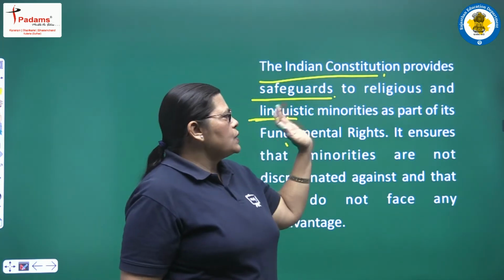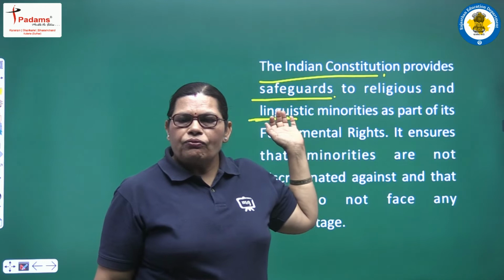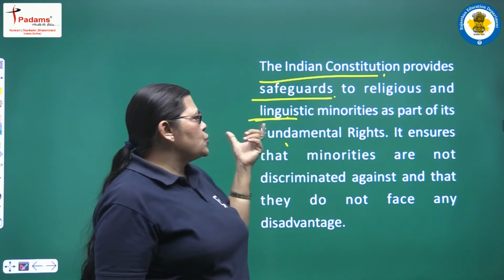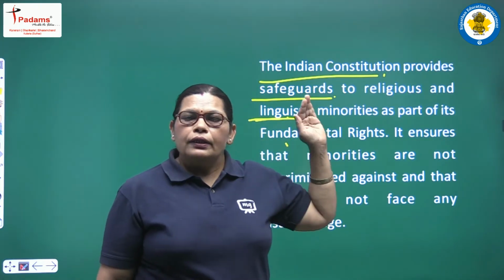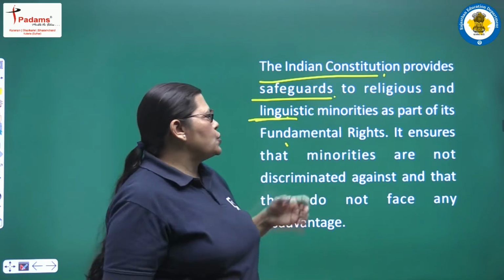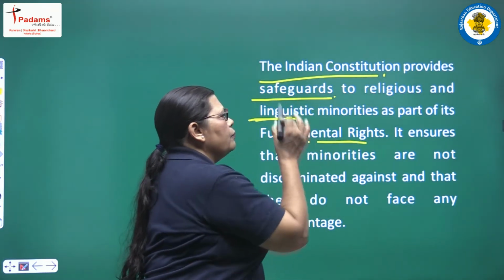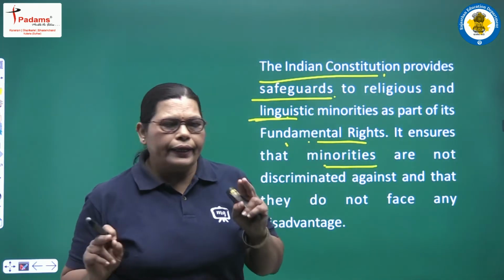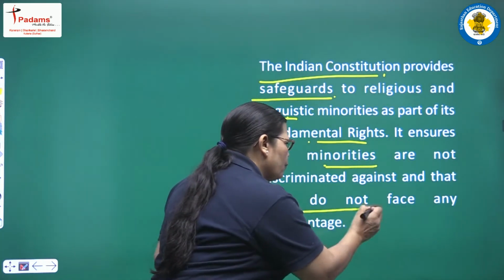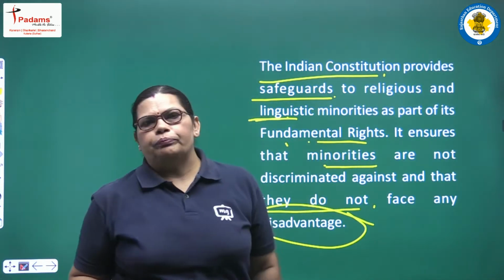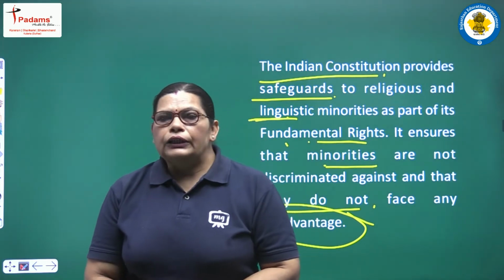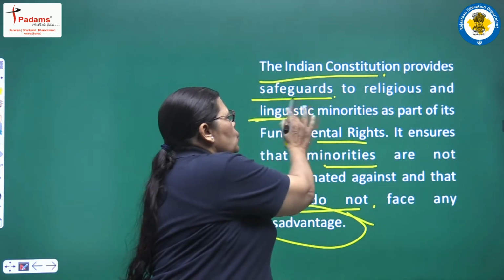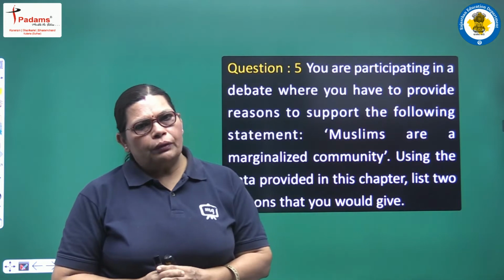Okay, so what is the important thing here? What are the safeguards? The first one is religious and the second one is linguistic. So as per the basis of religion and language, minorities have safeguards as part of their fundamental rights. It ensures that minorities are not discriminated against and that they do not face any disadvantage. So for the assurance of these people, our Indian Constitution provides safeguards to them. Here is our question number 5, students.